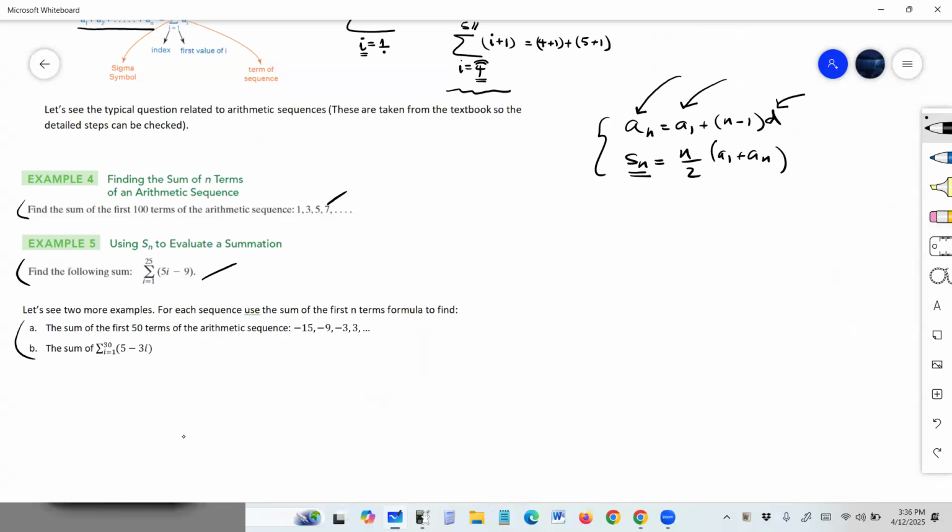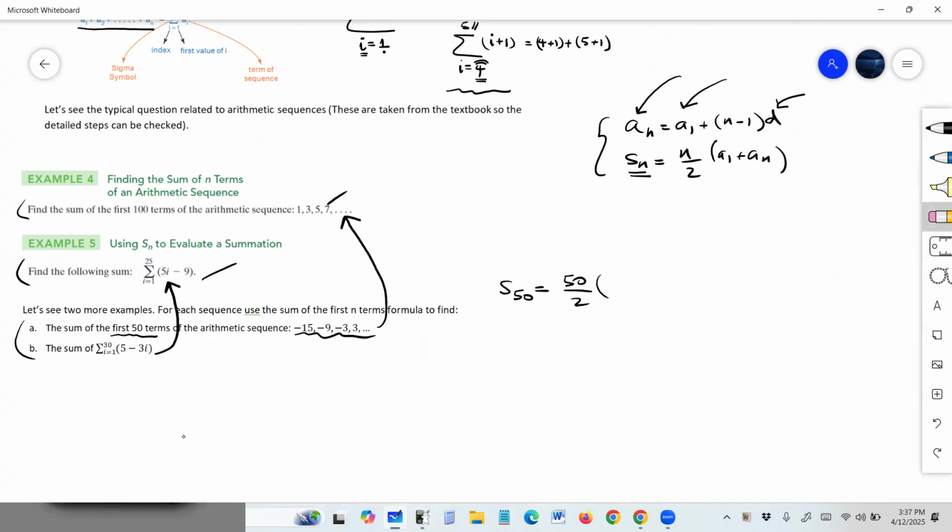Okay. So find the sum of the first 50 terms of the sequence, identical to the first case. And the second case, identical to the second case. Okay, so the sum of the first 50 terms is S50. So this is 50 over 2.